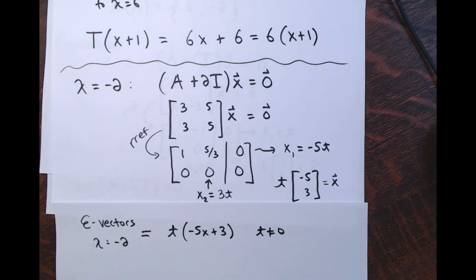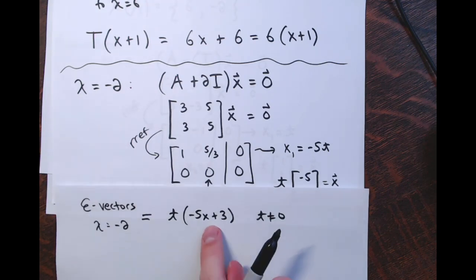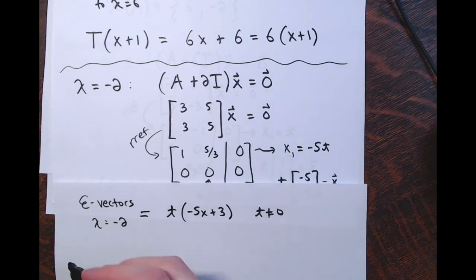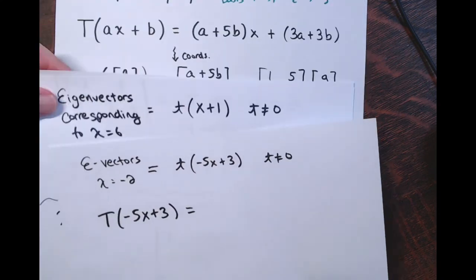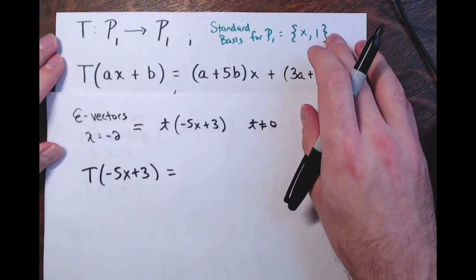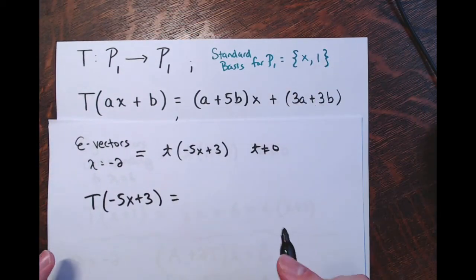And let's test this out. Let's just use -5x plus 3. When I plug in -5x plus 3, according to what I've just done, my result should be -2 times this, or just 10x minus 6. Let's go back to the rule and see if that happens.